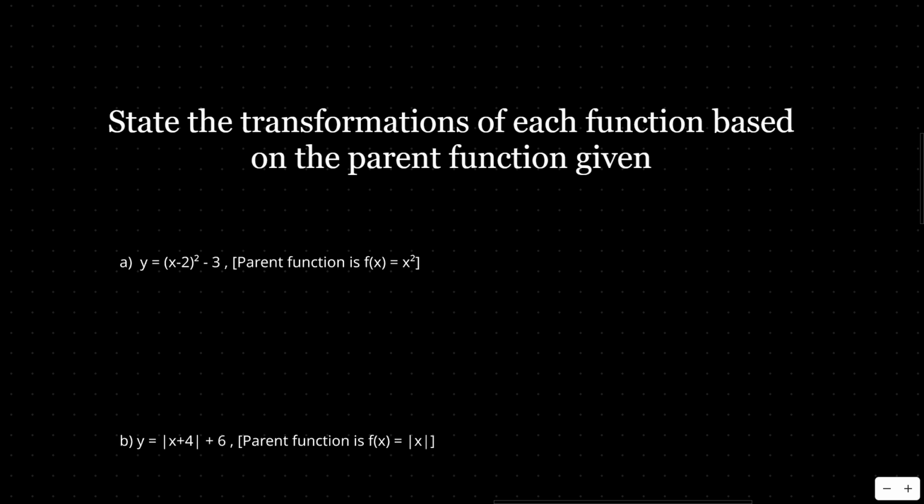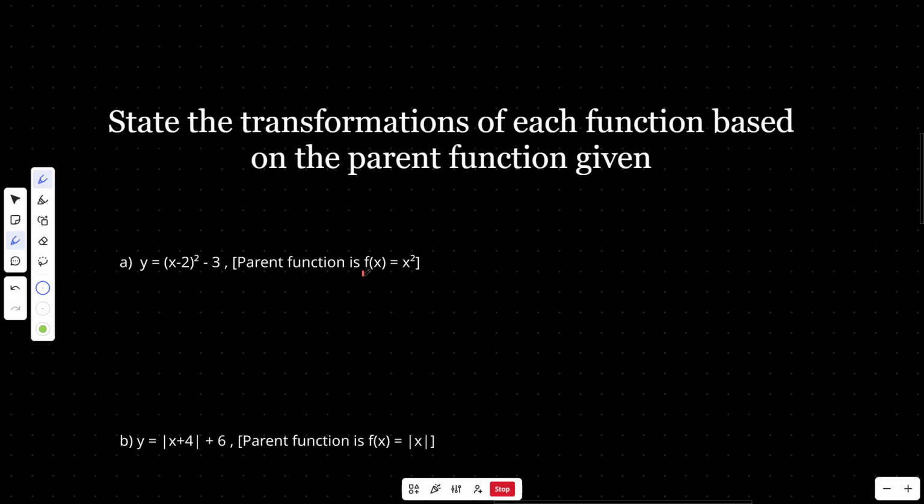So in this video I'll be working through some problems related to making functions go either left or right, in other words translations. So to start off it says state the transformations of each function based on the parent function given. So we notice here this is our parent function x squared, and we're basically asked what translations are applied to x squared so that we get to this function right here.